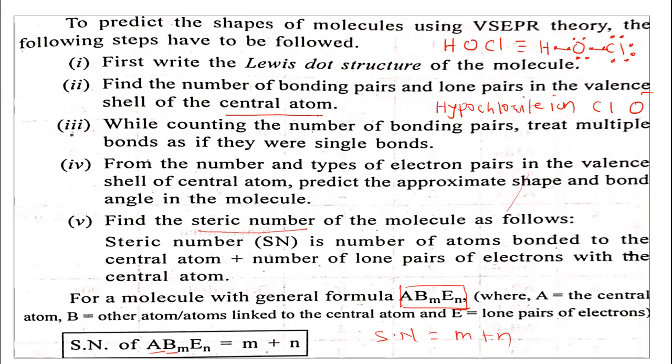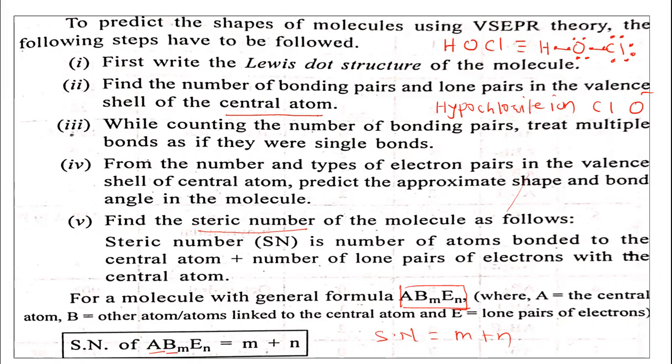Third, count the number of bonding pairs and lone pair electrons. Treat multiple bonds as if they were single bonds. From the number and type of electron pairs in the valence shell of the central atom, predict the approximate shape and bond angle. Find the steric number. Steric number is the number of atoms bonded to the central atom and the number of lone pairs of electrons on the central atom.